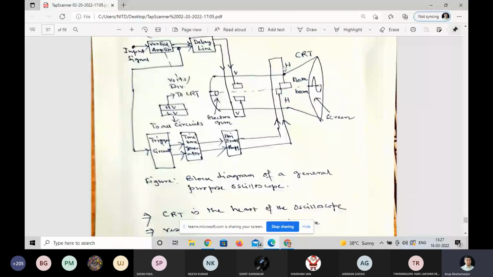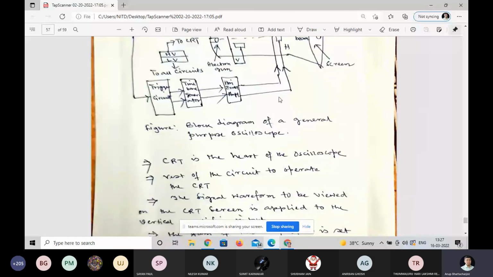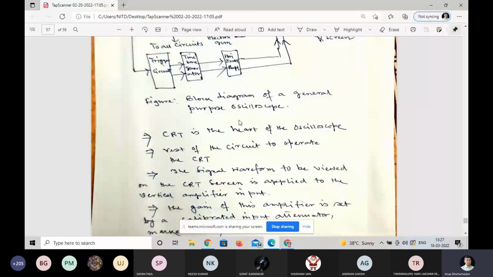And see, now try to get the thing. The cathode ray tube, or CRT, is the heart of the oscilloscope. Do you agree, students? The CRT, that is the cathode ray tube, is the heart of the oscilloscope. The question may be: which is the heart of the oscilloscope? Your answer is cathode ray tube or CRT. Okay, students? Students, are you getting it?